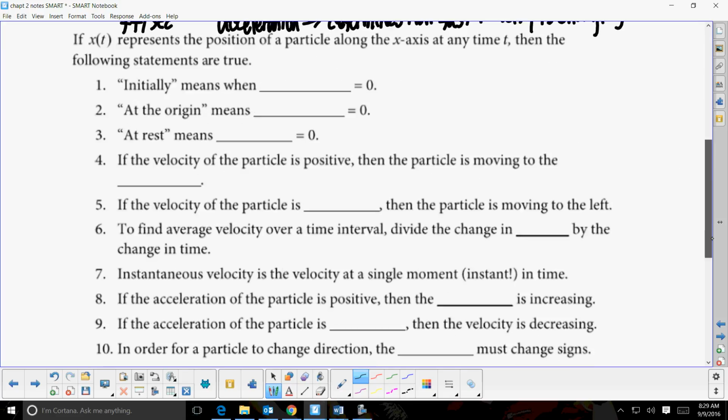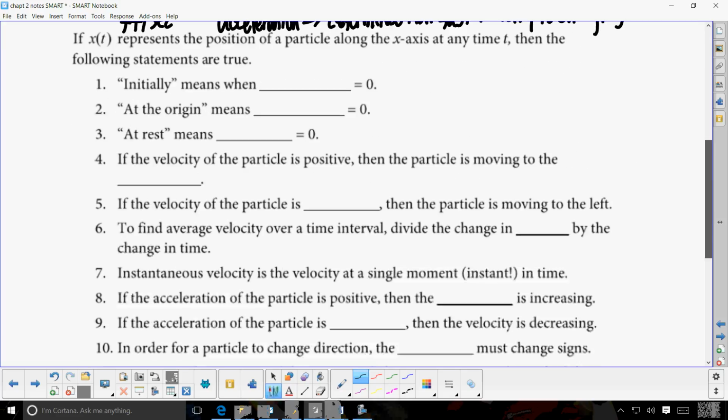Okay, so let's see if we can fill these in, and then we'll start today's notes. If x of t represents the position of the particle along the x-axis at any time, then fill these in so that the following statements are true. Initially means when what is 0? T. When time is 0.